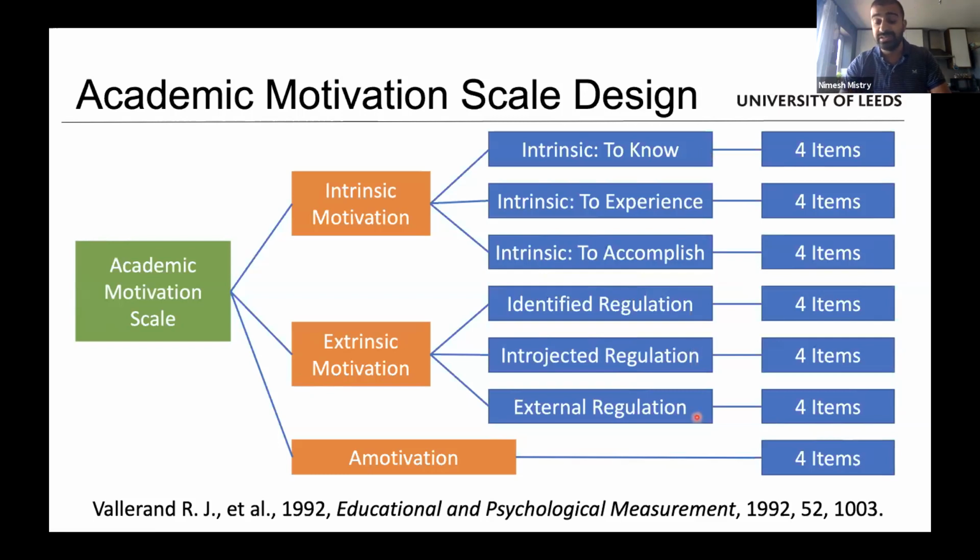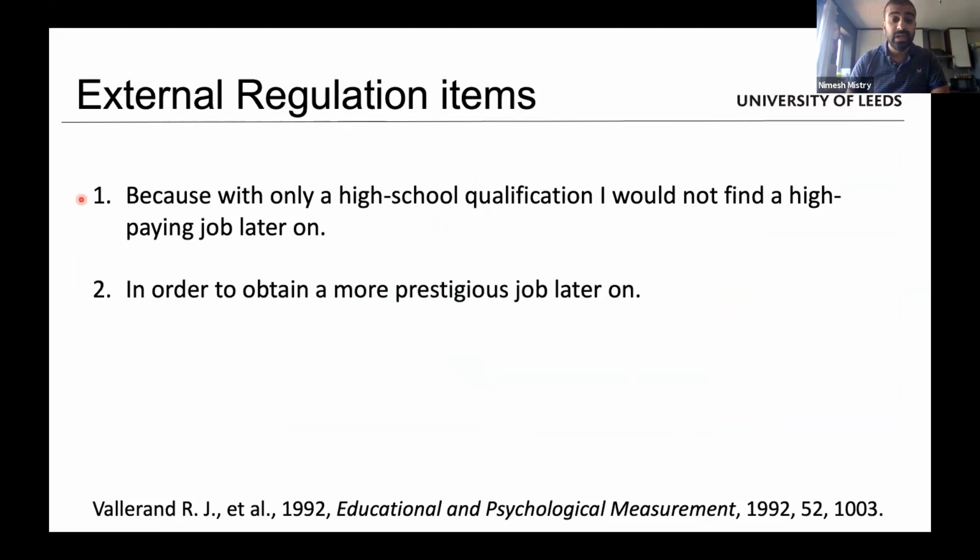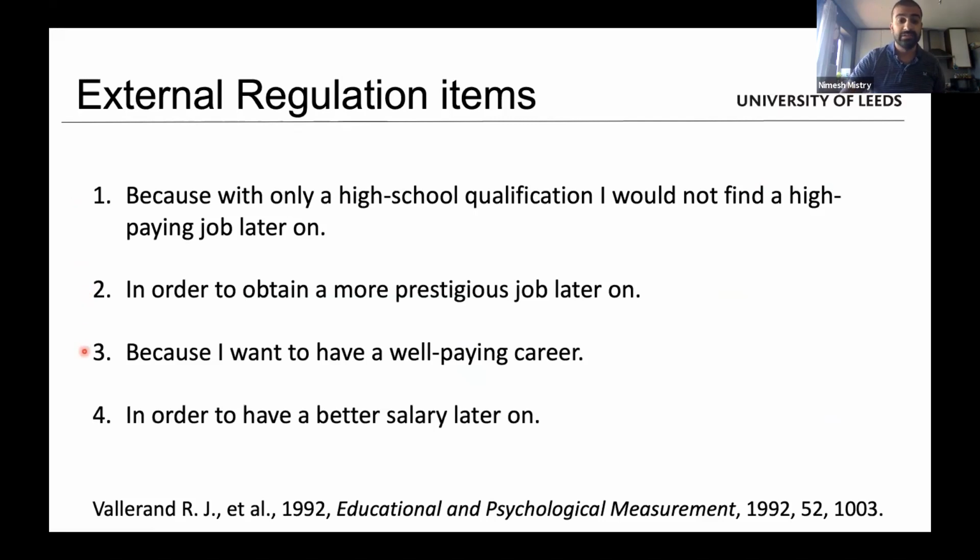Okay, so what I'm going to do next is talk you through external regulation and show you the 4 items, just to show you the kind of things that I'm talking about, where you can design items to measure something that is harder to directly measure. So the first item on the academic motivation scale for external regulation is this one here: because with only a high school qualification, I would not find a high-paying job later on. In order to retain a more prestigious job later on, because I want to have a well-paying career, and in order to have a better salary later on as well.